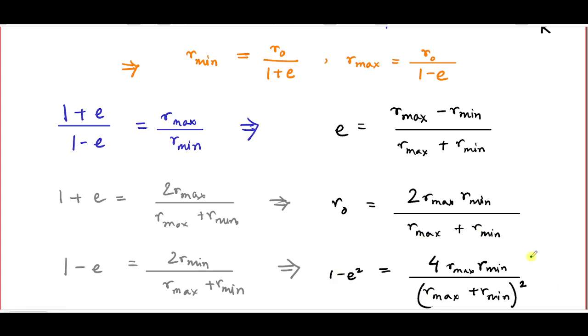Now, this should not come as a surprise because we have already seen that e is given by this. So we take away e square from 1. This is simply a result of the simple thing that a plus b whole square minus a minus b whole square is 4ab.